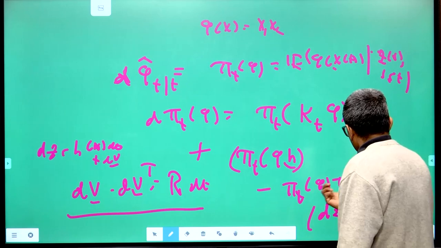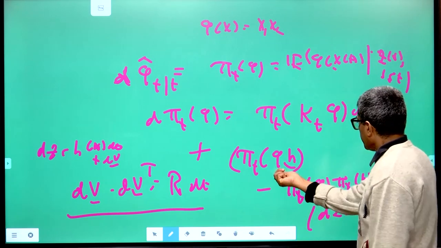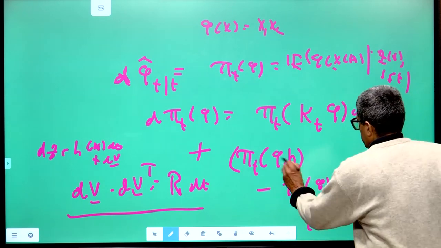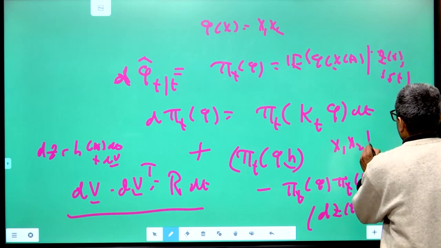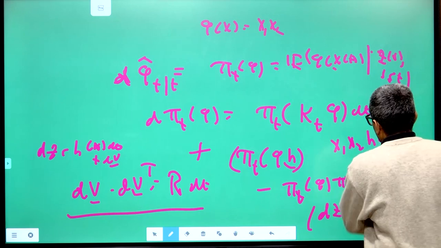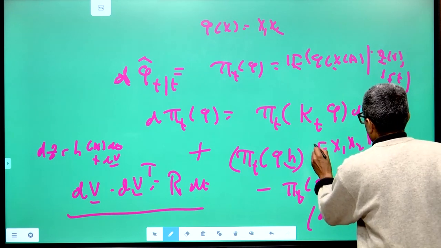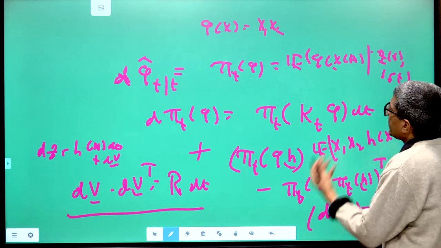Likewise, pi t phi into pi t h will contain pi t of phi h, which will contain higher order moments, because phi is x1 x2, and when you multiply x1 x2 by h of x, then third moments, fourth moments and higher moments will be involved, and then you take the conditional expectation. So, it is an infinite dimensional filter.